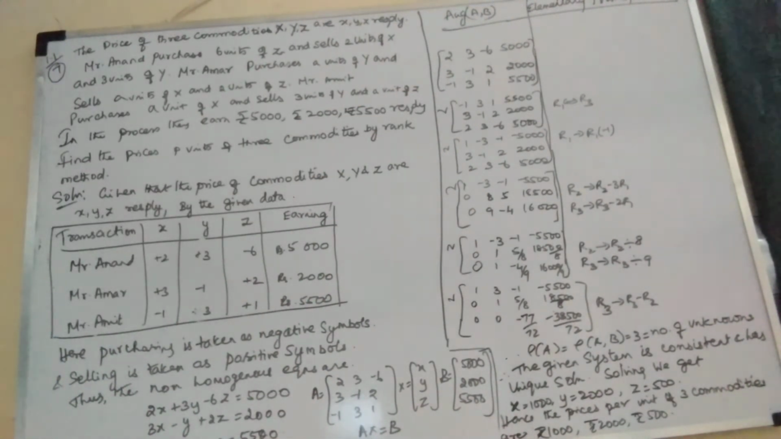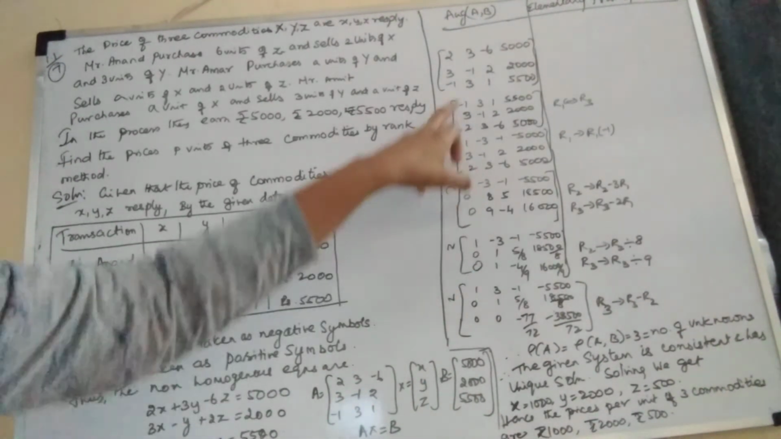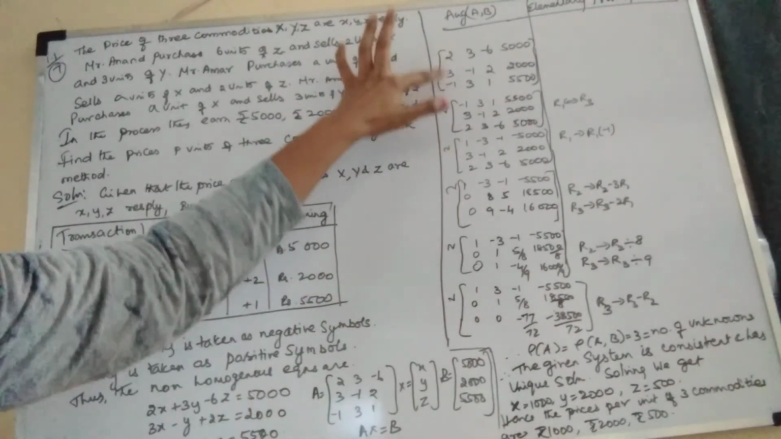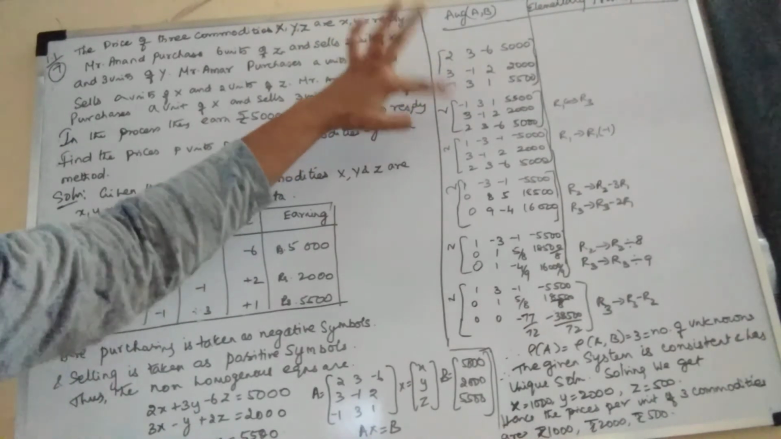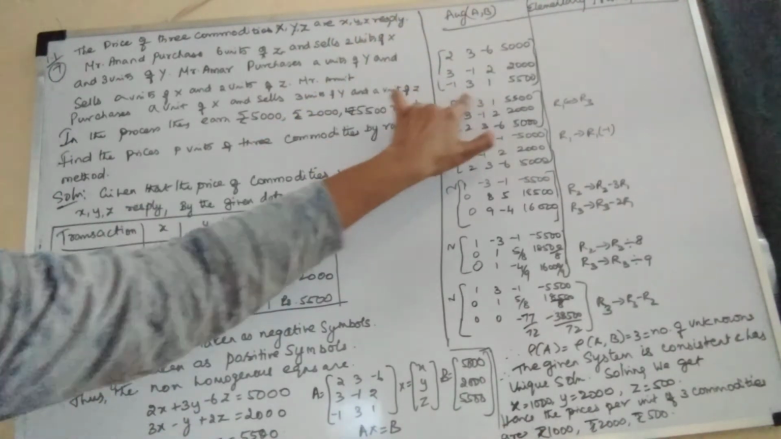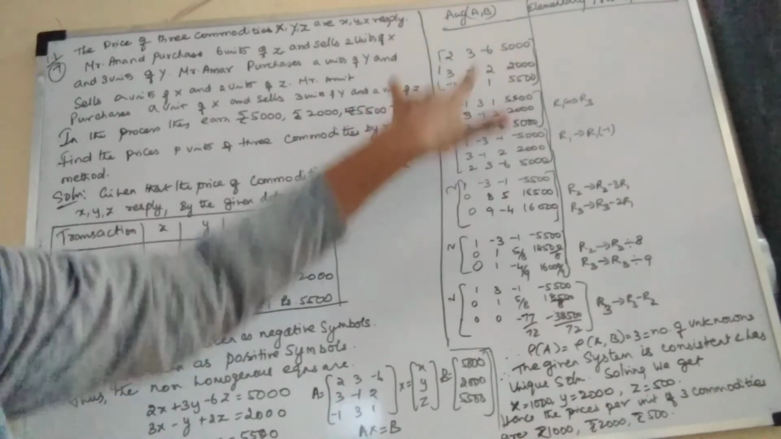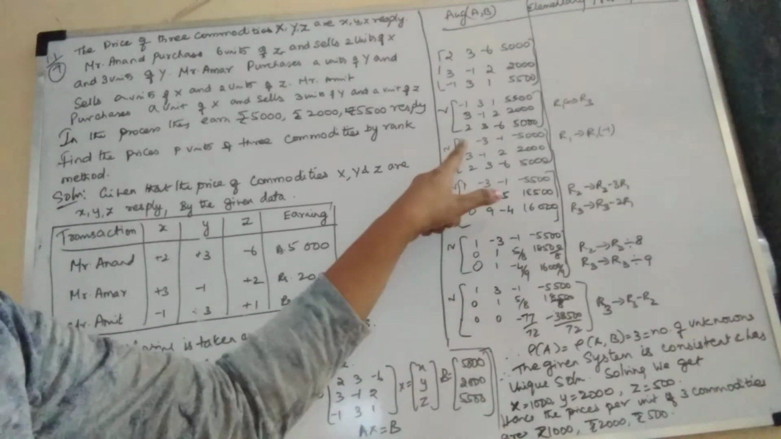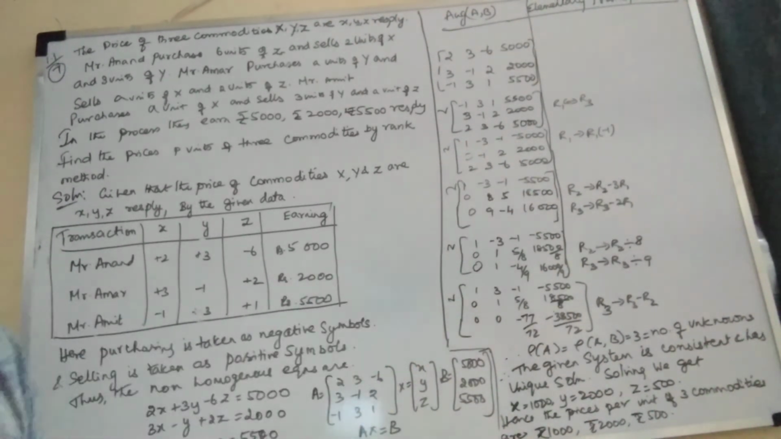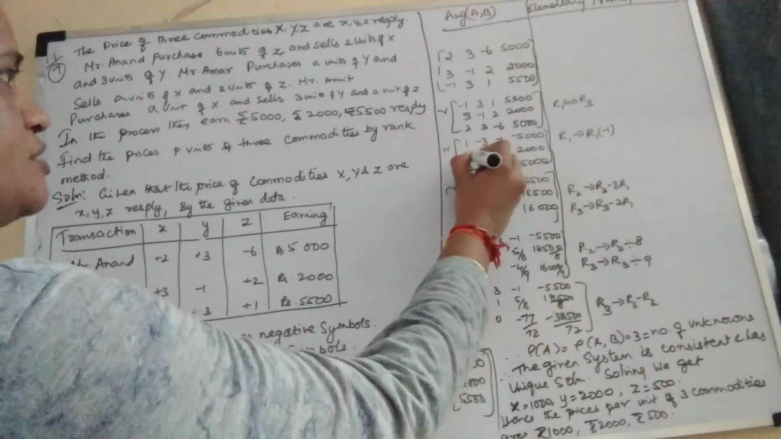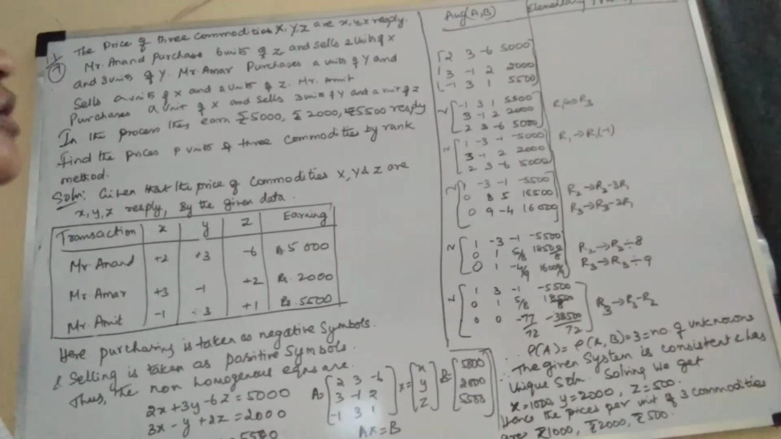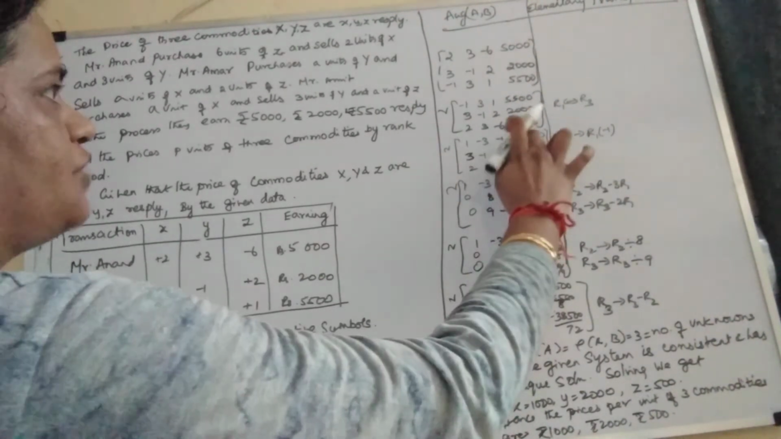Then using elementary transformations you have to bring this to the equivalent form, that means the row 2 and row 3 elements to be 0. Here row 2 starts with 3, so what you have to do is interchange row 1 and row 3. Row 1 and row 3 interchange gives minus 1, 3, 1, 5,500 in row 1, and row 1's elements 2, 3, minus 6, 5,000 go to row 3. After that, multiply row 1 by minus 1: minus 1 becomes plus 1, 3 becomes minus 3, 1 becomes minus 1, and 5,500 becomes minus 5,500.